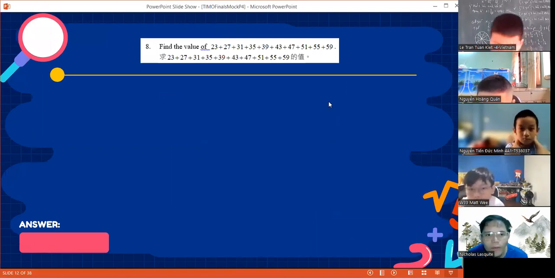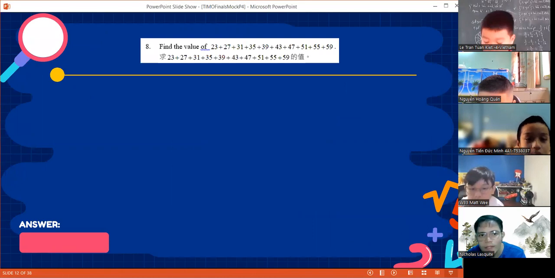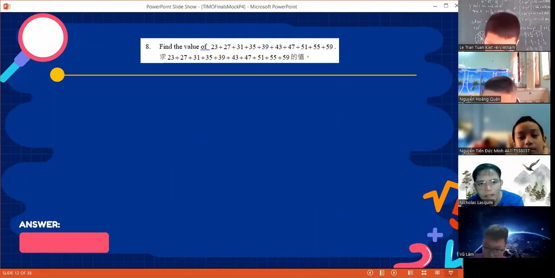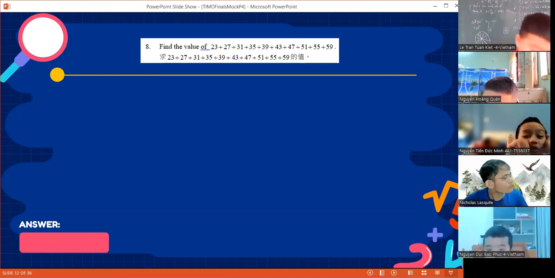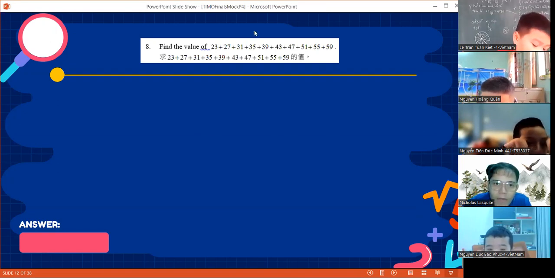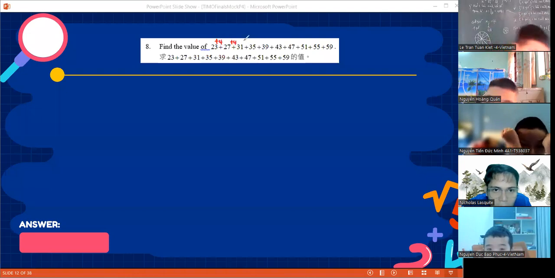Find the value of 23 plus 27 plus 31 plus 39. This is very easy. So what do we notice here first? We know that it keeps adding plus 4. Very good. So we skip count by 4. Let me use another color. This is plus 4, right? Plus 4. So the skip count here is 4.